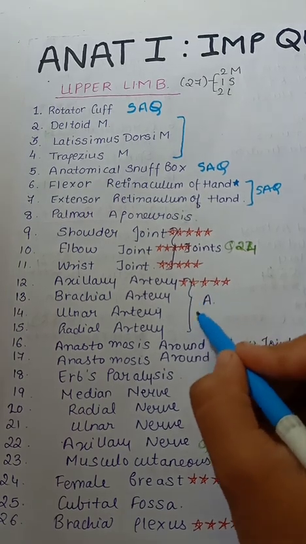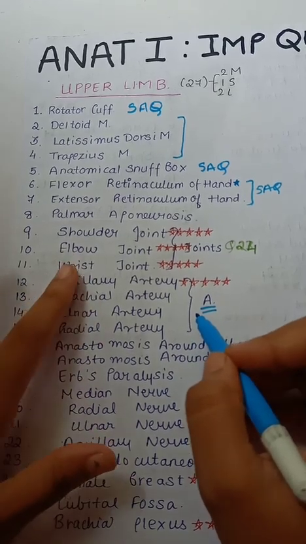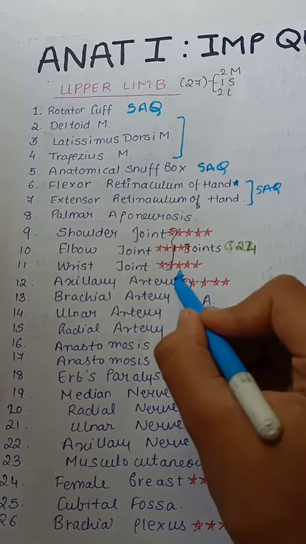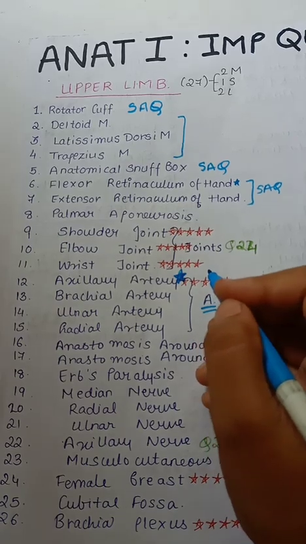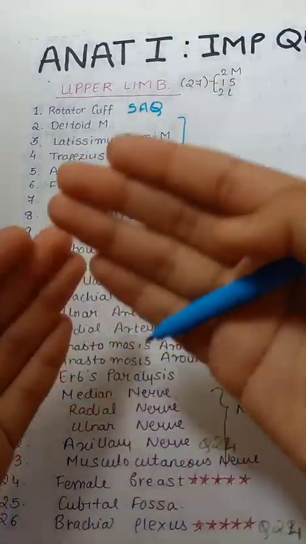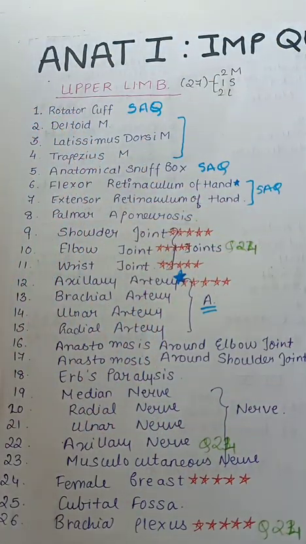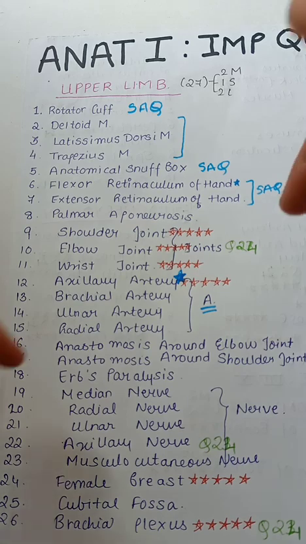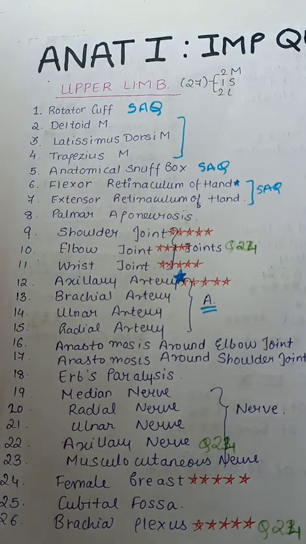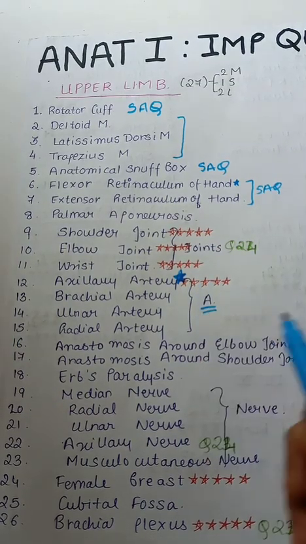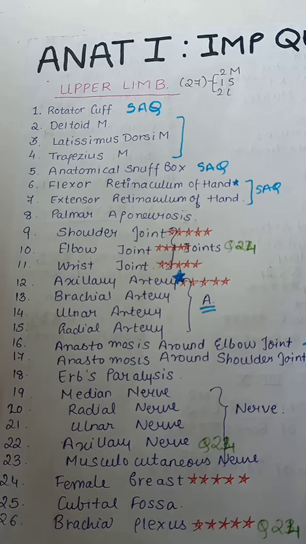Then all the arteries, there are a total of 4 arteries and 1 artery will be present in the examination, of which axillary artery is the main one, and it is very simple and very easy to understand, like how it continues. First we write the origin, then the continuation, like from subclavian artery to brachial artery, then it divides into ulnar artery and radial artery. It is very easy, you can write it, and it is very important. Then anastomosis around the elbow joint and shoulder joint can be asked.